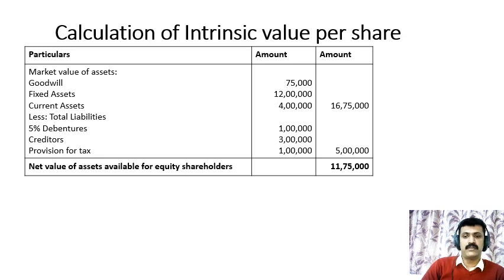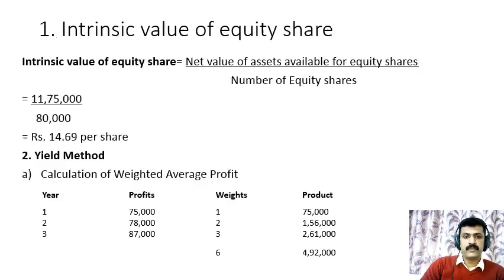available for equity shareholders. And finally, we can compute the intrinsic value of equity share with the help of the formula: net value of assets available for equity shares divided by number of equity shares. So net assets available for equity shares is 11,75,000 as per step 1, and the number of shares as given in the problem is 80,000. So we will get 14.69 rupees per share as the intrinsic value of share.